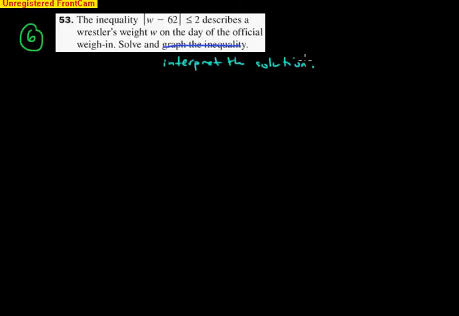Okay, so here's the next problem. It's going to be an absolute value inequality. It's a word problem, though. So it says that the absolute value inequality describes a wrestler's weight on the day of a weigh-in. So I want you to solve and interpret the solution. Okay? So here it is, absolute value of w minus 62, less than or equal to 2. This is an absolute value, so there are two inequalities I need to set up.